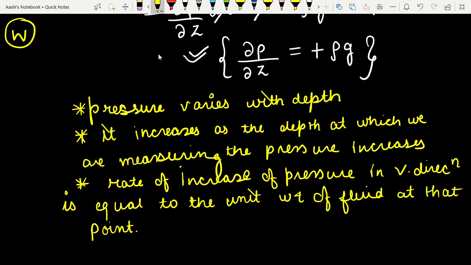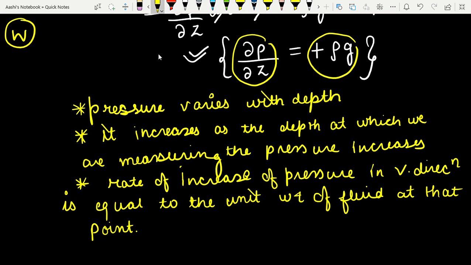So three important points I have concluded. First important point is pressure is showing some variation with respect to depth. What does it mean? It means that pressure changes with depth changes, means there is a change in the pressure with the change in the depth. That is a simple meaning. And what is that change? It increases as the depth increases. Okay, then what is the rate at which it is increasing? The rate is rho g.